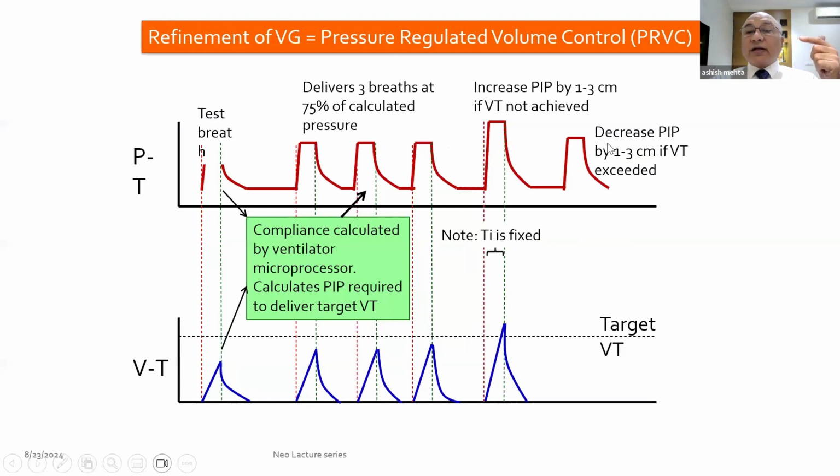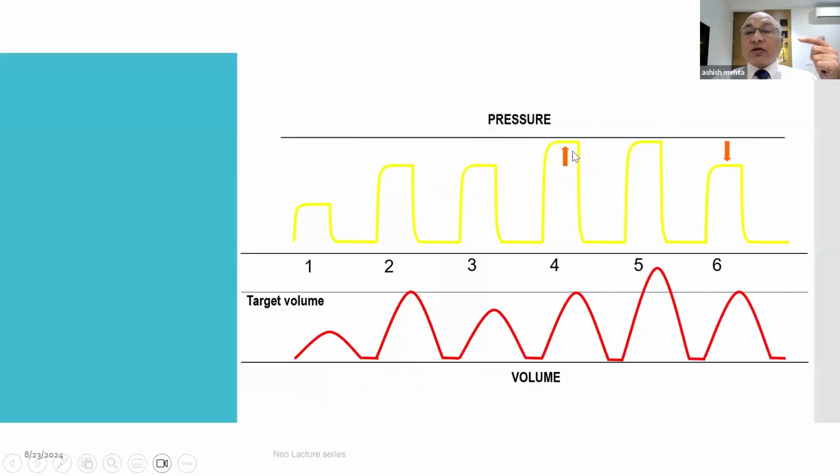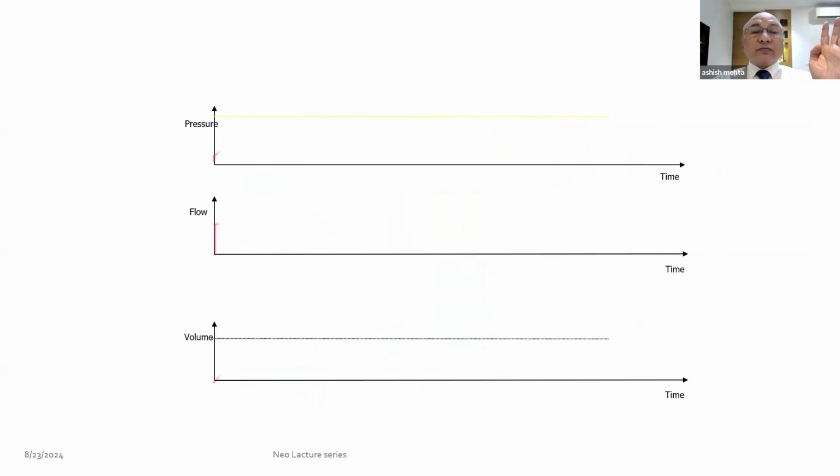It also can decrease PIP if your tidal volume is very high. So here it can both increase and decrease, increasing by 3 and decreasing by 5. That is what the PRVC mode will do. You can see here this is the first test breath, and the desired tidal volume is at this level. For this tidal volume, this much pressure is required, and that is registered. This is your P max.